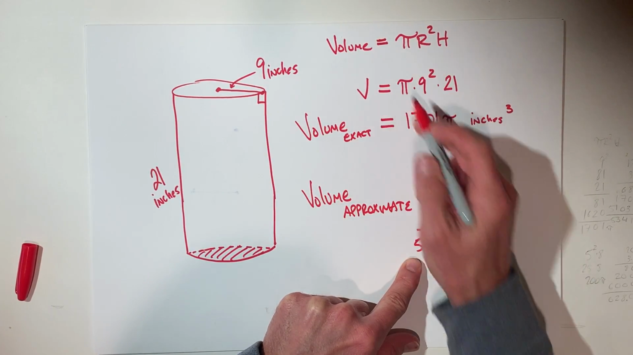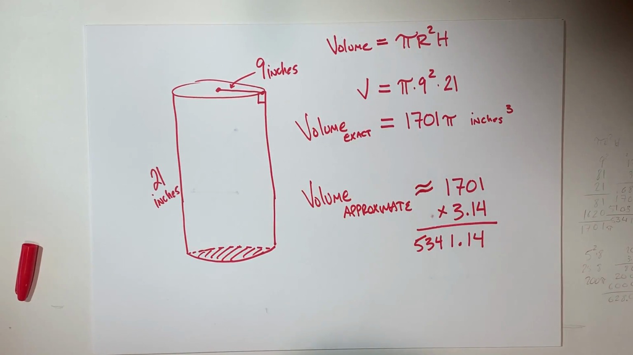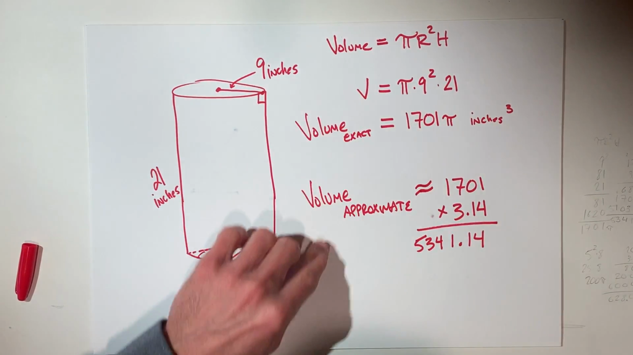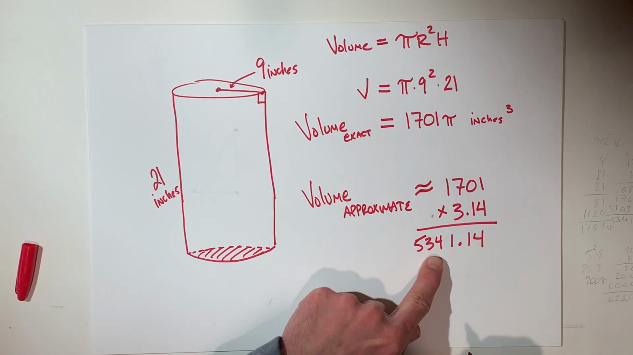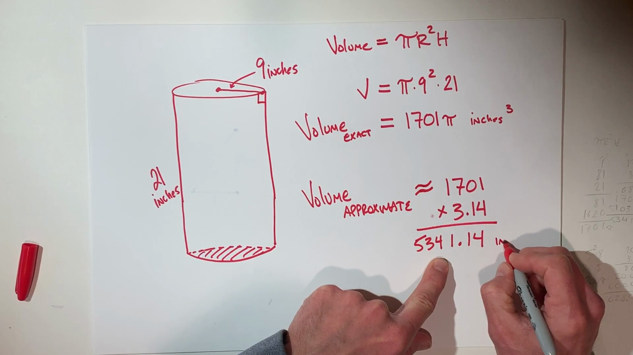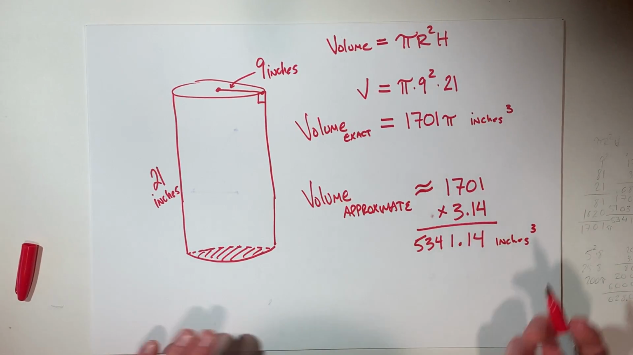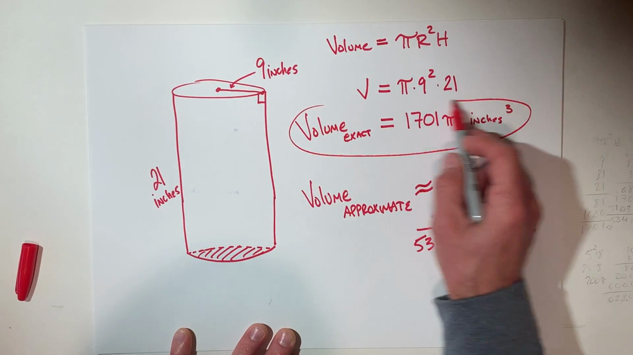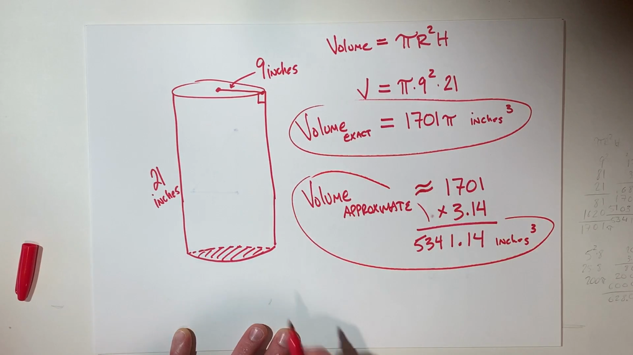Something that changes when you use approximate is you change the symbol to a kind of squiggly equal sign instead of an exact equal sign. So the approximate volume is 5,341.14, again, inches cubed. Now I'm going to do a second example, and I should say, we're done, right? So there's the exact and there's the approximate volume of a cylinder.